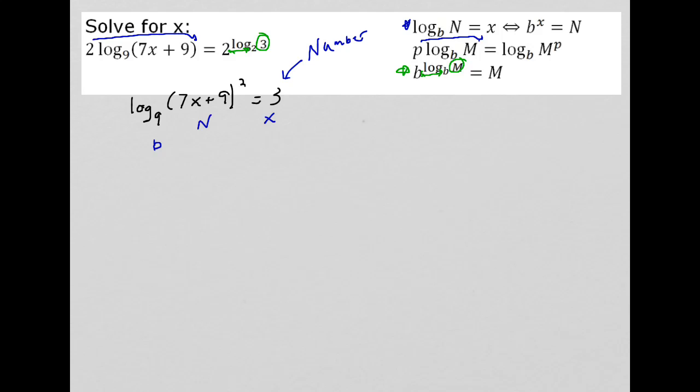So we'll go ahead and rearrange that as an exponential equation. 9 to the third power equals (7x plus 9) squared. So we can go ahead and solve this equation now. We'll figure out what 9 to the third is. So 9 to the third is 729.